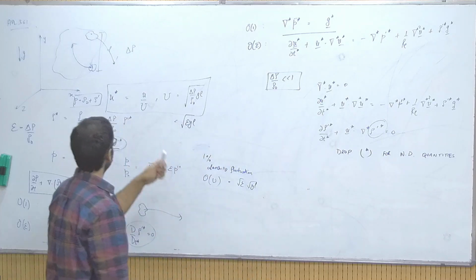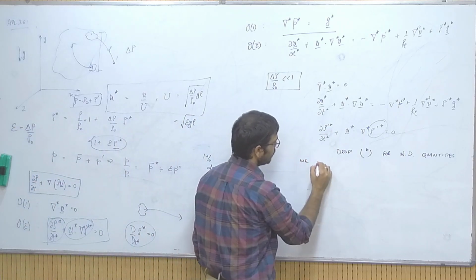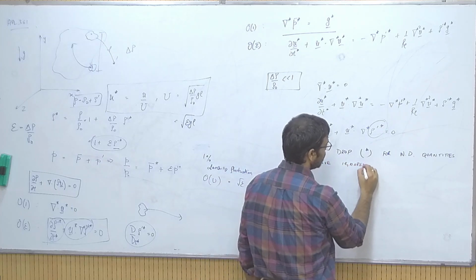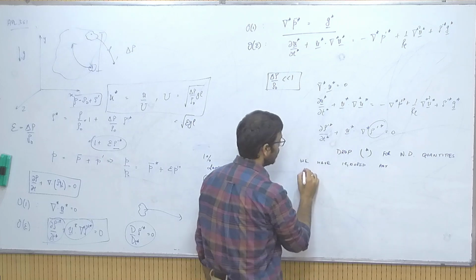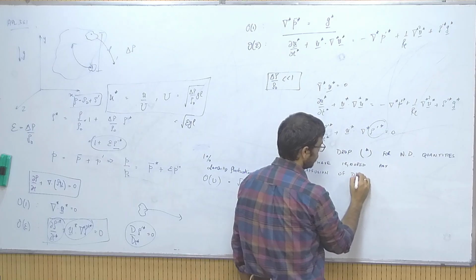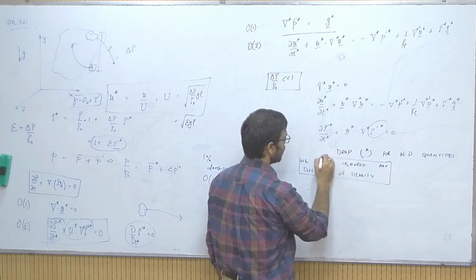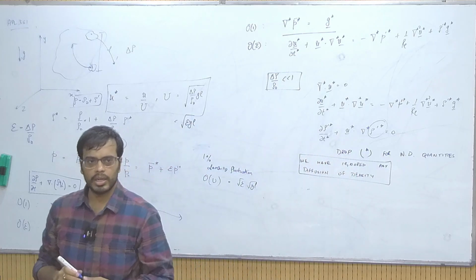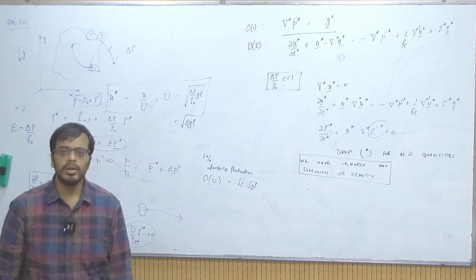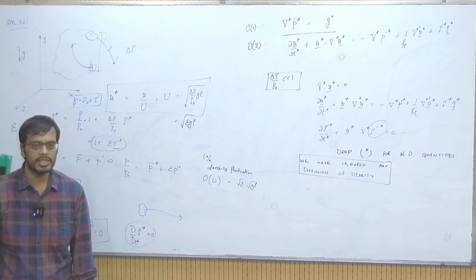Now, in all of this discussion, what we have actually done is ignored any diffusion of density. In all of this discussion, we have ignored any diffusion of density. Why would density diffuse? How come there will be a diffusion of density ever?